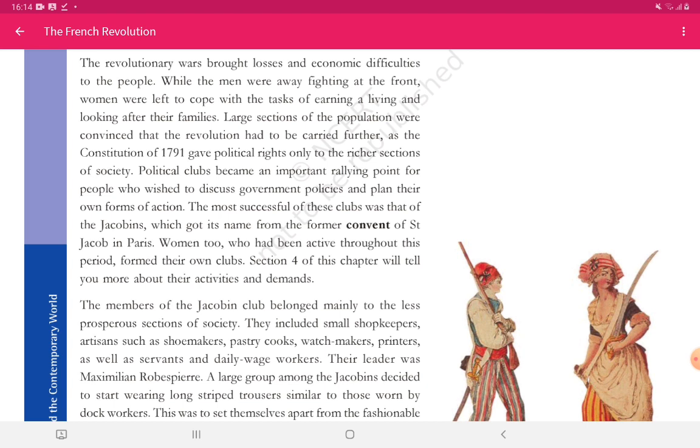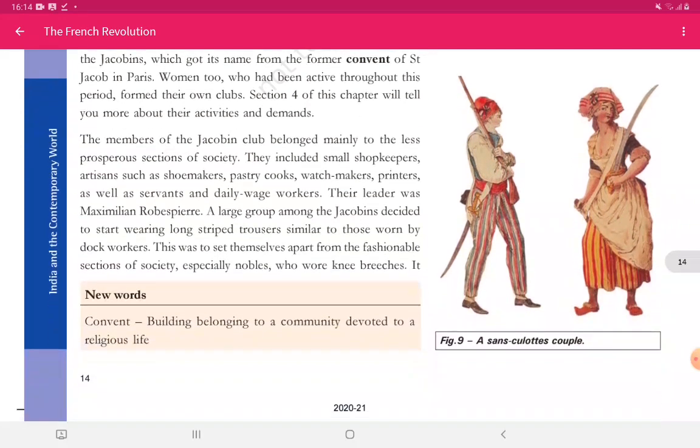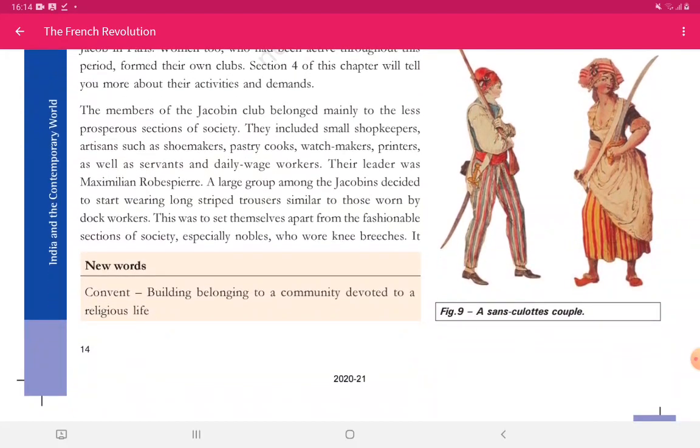The members of the Jacobin Club belonged mainly to the less prosperous sections of society, the Third Estate. They included small shopkeepers, artisans such as shoemakers, pastry cooks, watchmakers and printers, as well as servants and daily wage workers. This was the composition of the Jacobin Club.